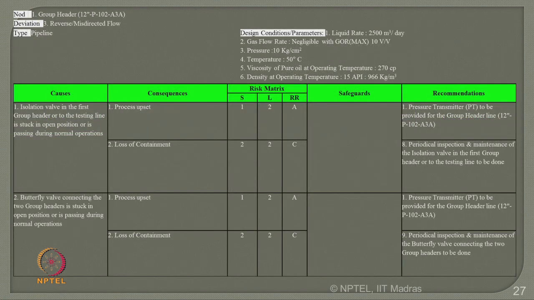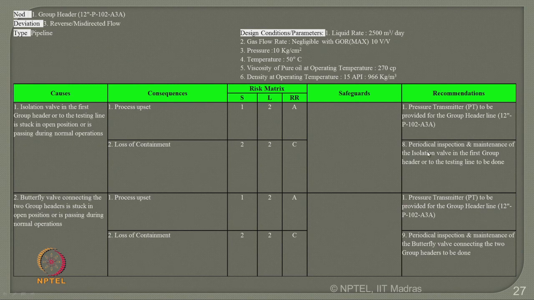So, this is the other node which is group header. Now, the deviation here is number 3, it is a new number, reverse flow or misdirected flow. The earlier case was no flow or low flow. So, whatever deviation you give as new, it acquires a new number, and for this new number again you can identify the causes, the consequences, and if there is any safeguard and the recommendations.